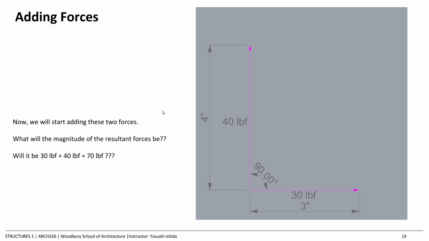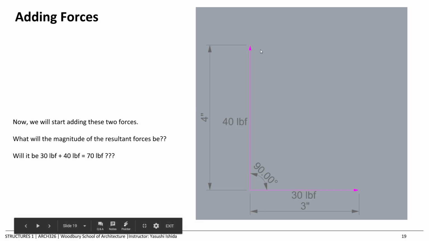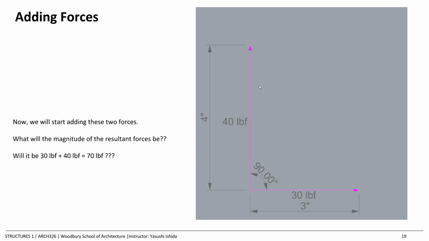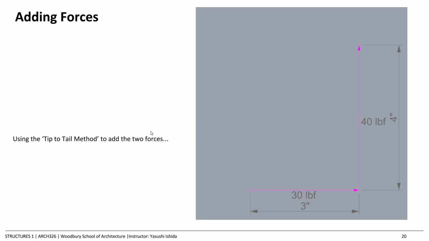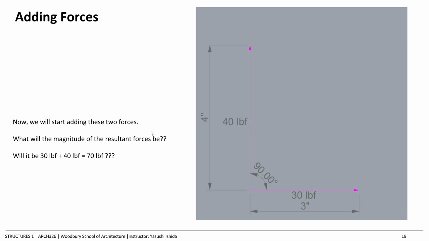The only time this is true is when these two vectors are in the same line of action and same direction, same sense, right? In that case, it could be 70-pound force. But if they're in different lines of action or they have an angle between each other, you cannot add the magnitudes of these two forces arithmetically and call it a day. So here's where the vector addition comes in.